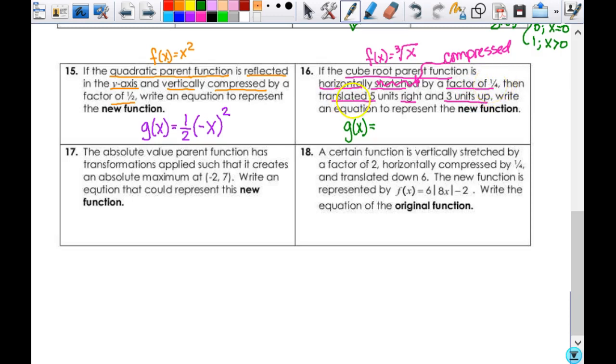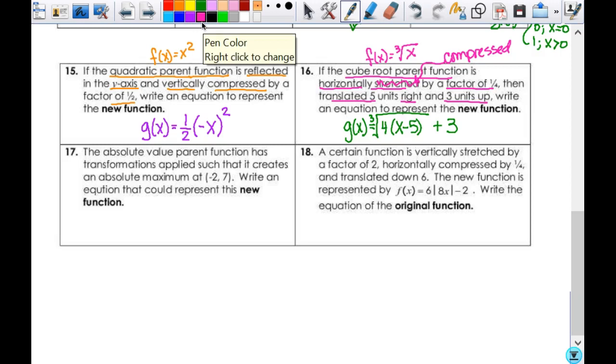But it's also translated 5 units right. So I'm going to have to do x minus 5. That's how I translate it 5 units right. Parentheses around that. Multiply it by 4. Okay, all this stuff has to be inside the cube root. So I have horizontally compressed it by a factor of 4, translated it 5 units right, and on the outside, 3 units up.